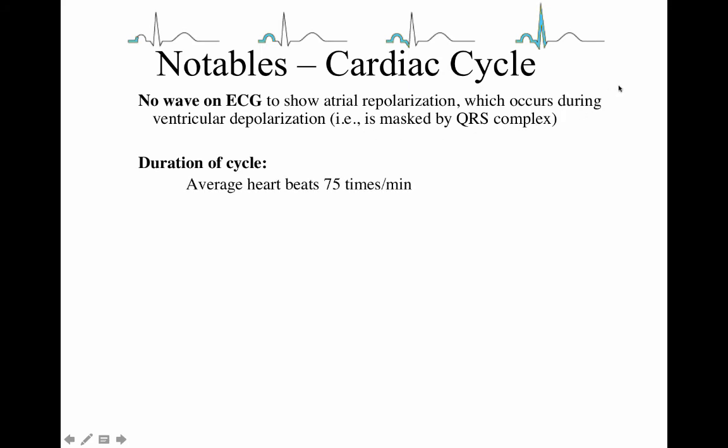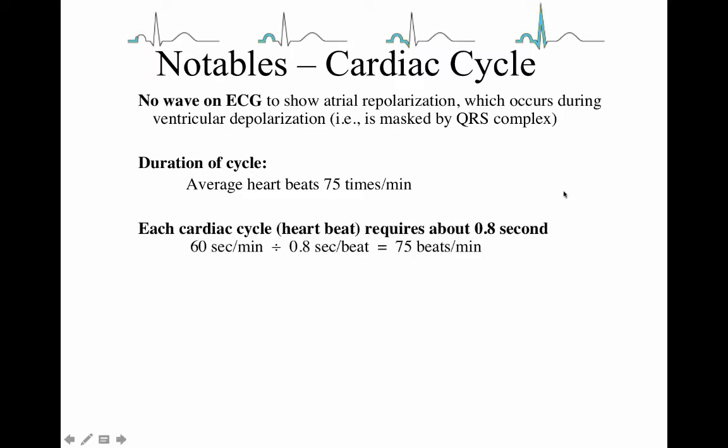The duration of the cycle: an average heart beats about 70 times per minute. And each cardiac cycle or heartbeat requires about 0.8 of a second. So 60 seconds per minute divided by 0.8 of a second equals 75 beats per minute.